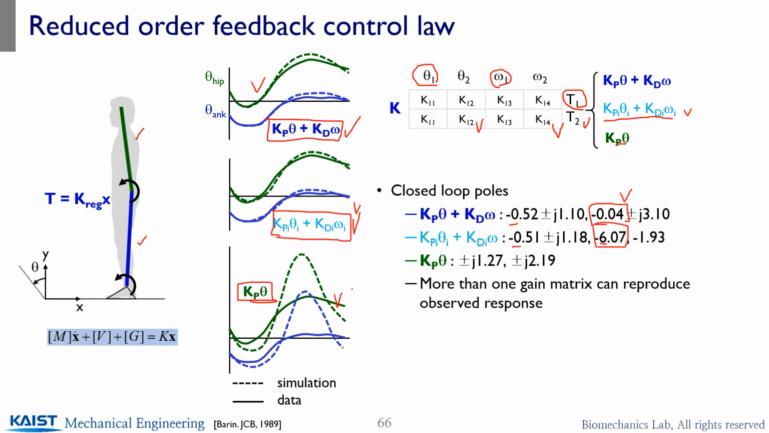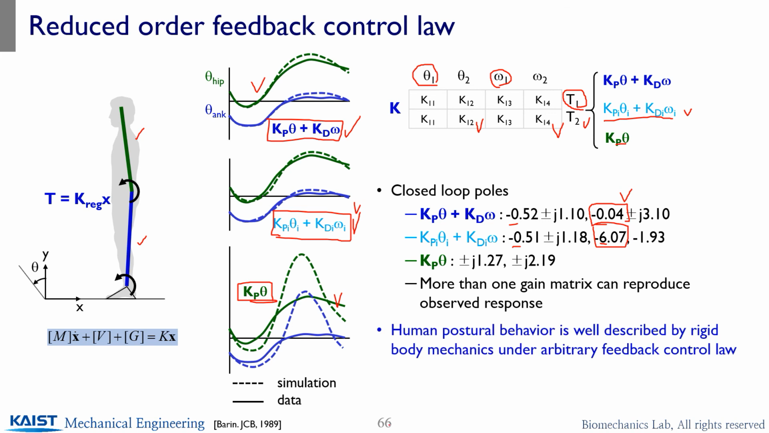definitely joint torques for posture control can be expressed by feedback control. Okay, but the gain is not unique. Okay, there are many gains that could reproduce the observed data. So human posture behavior could be successfully expressed by a feedback control law, and those gains were somewhat arbitrary. Okay, so the hypothesis has been proved.